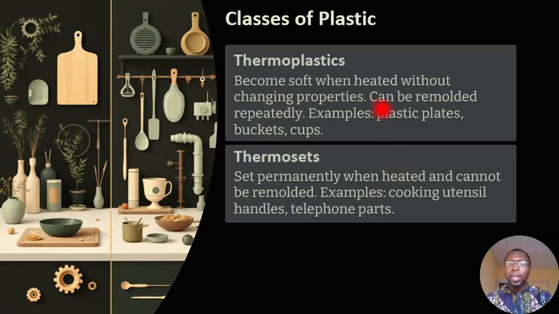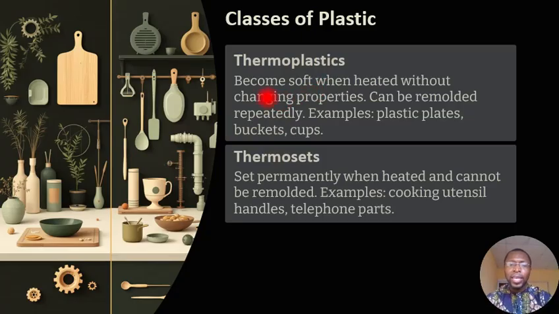Now, let's talk about the classes of plastic that we have. In our various homes, we use different types of plastic. We use plastic for cups, even plastic spoons, plastic knives, and so on. But they are categorized into two classes. We have the thermoplastic, and then we have the thermoset.